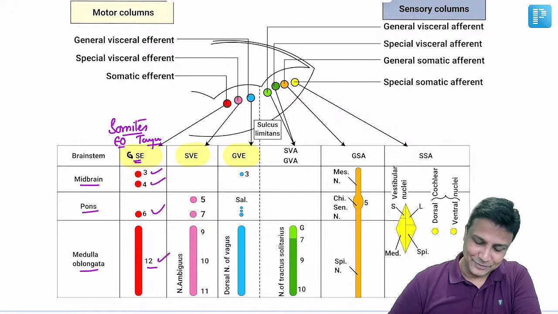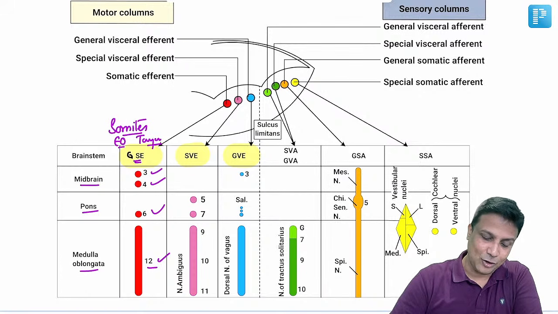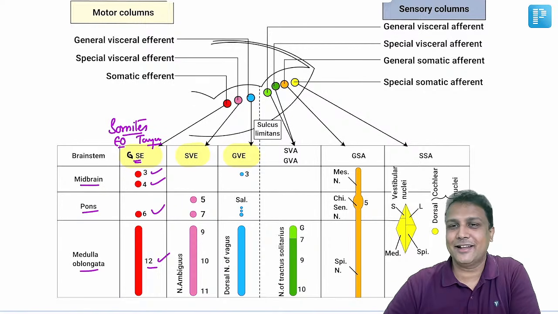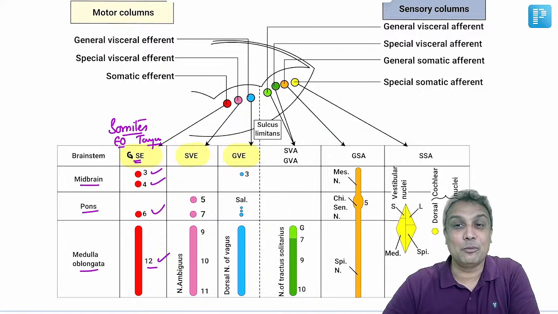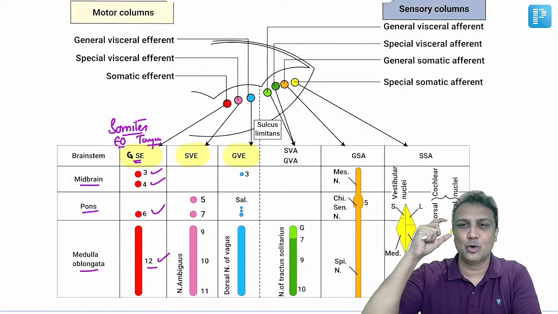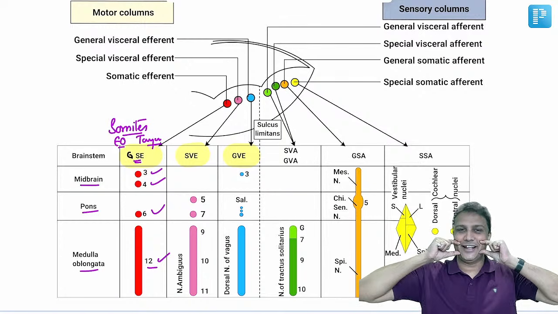That means in the GSE column, the general somatic efferent column, the word somatic is very important. This column supplies those muscles which are derived from somites. Which muscles are derived from somites? Two groups of muscles: extraocular muscles and tongue muscles.